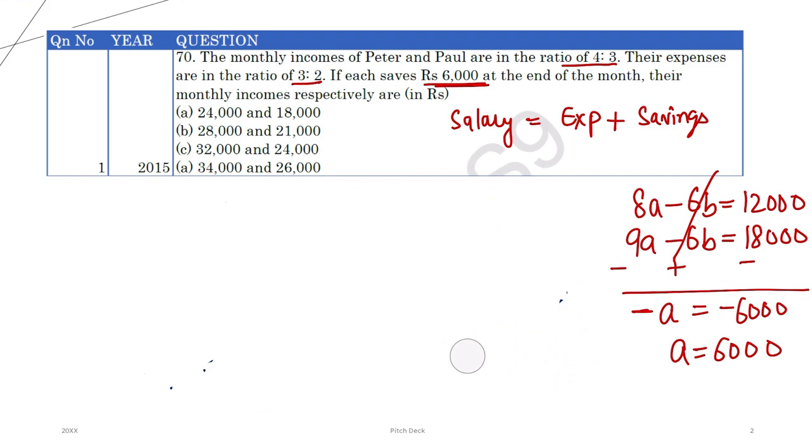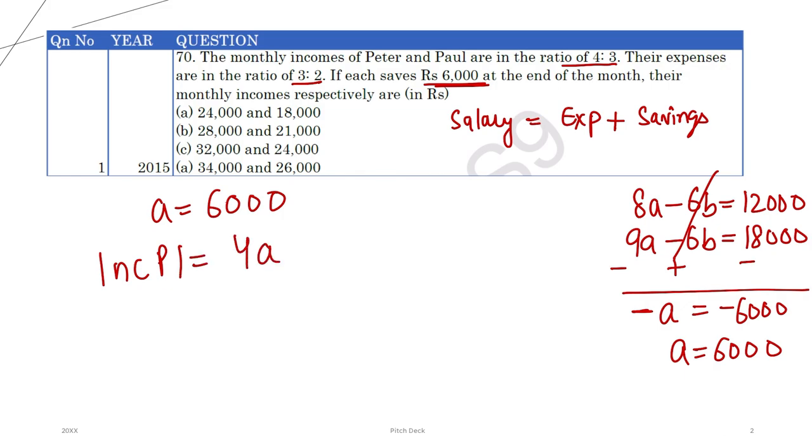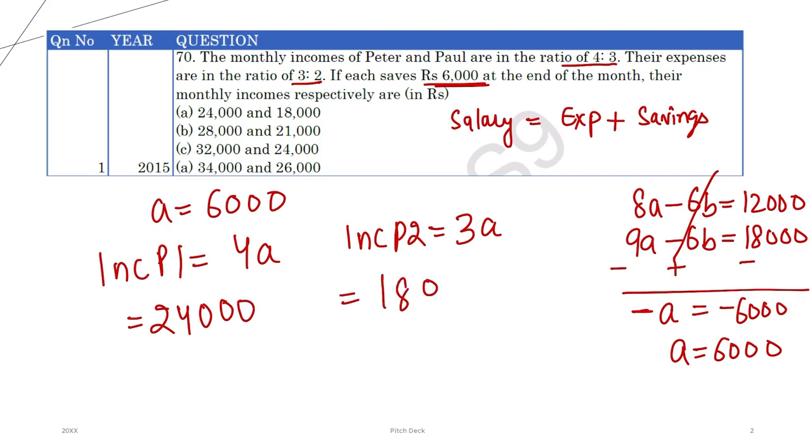Now, we have A as 6,000. What was income of person 1? Income of person 1 was 4A. Income of person 2 was 3A. So 4A is 4 into 6,000, that is 24,000, and income of B is 3A, that is 18,000, and that is the answer. Their monthly income is 24,000 and 18,000. Question number 1 is clear.